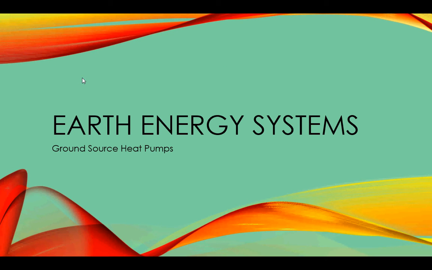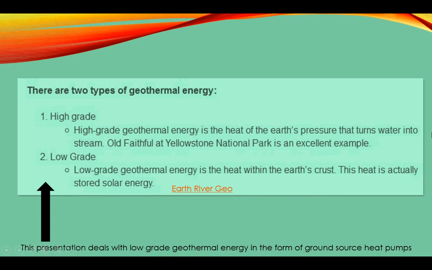Ground source heat pumps, variously known as geothermal heating or earth energy systems. There are two types of geothermal energy: high grade, which is the heat of the Earth's pressure turning water into steam, such as Old Faithful at Yellowstone National Park. Low grade geothermal energy is the heat within the Earth's crust. This heat is actually stored solar energy. This presentation deals with low-grade geothermal energy in the form of ground source heat pumps.